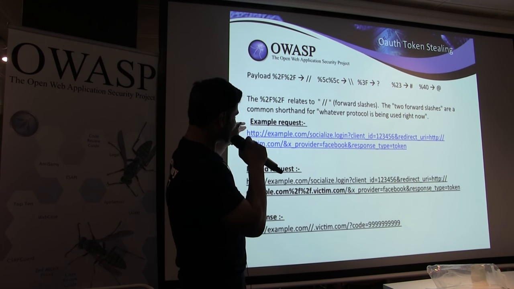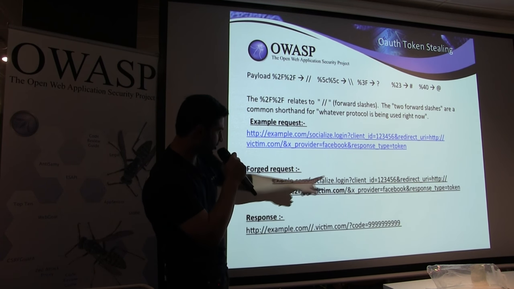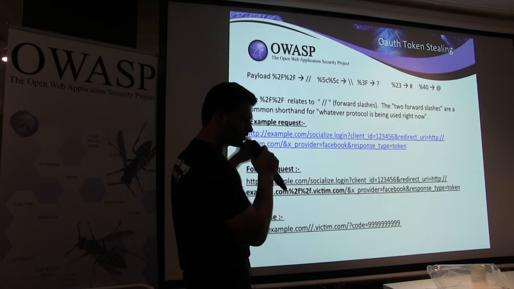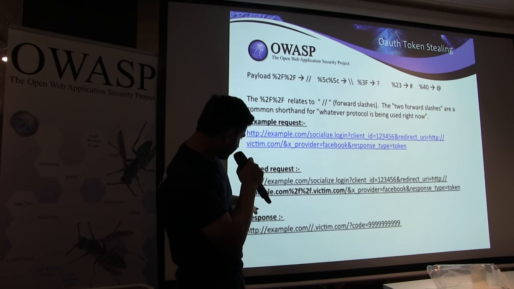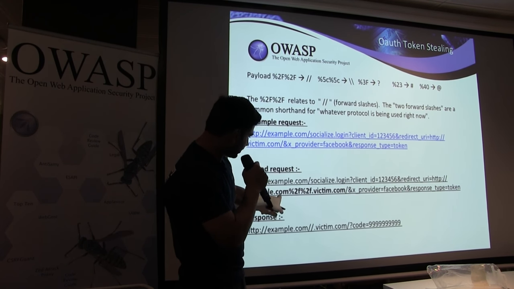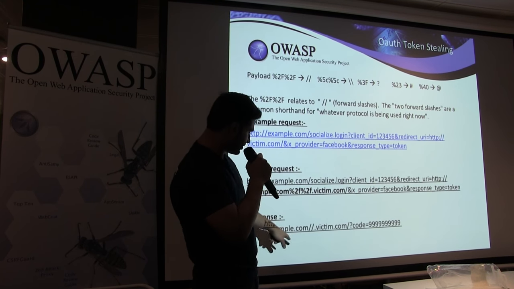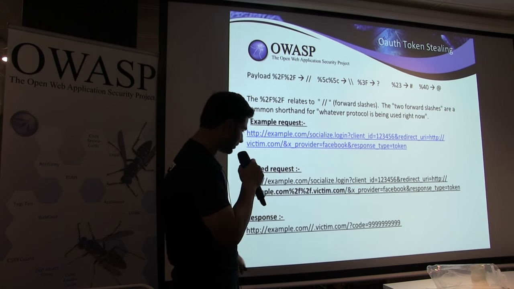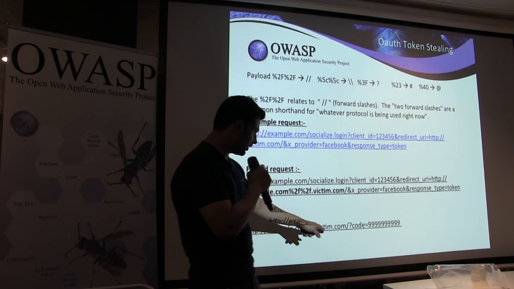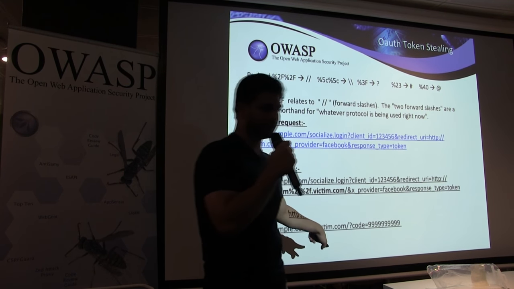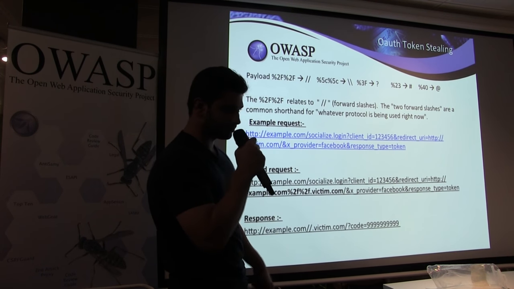So in the example request, and the forged request, you can see the redirect URI, because it's sending the token back to the website where you came from. The website is example.com. What we did was add %2F, which is a forward slash, and then .victim.com. The response was example.com/.victim.com. It means the code has been sent to both domains. Now we have the precious token and can log into their account.